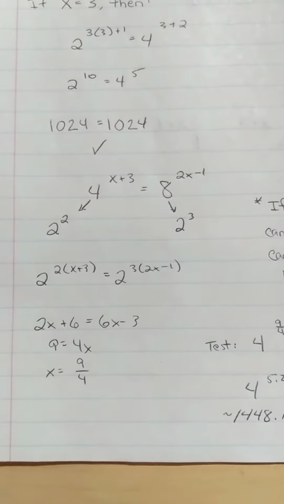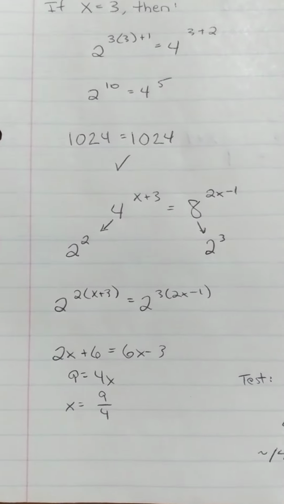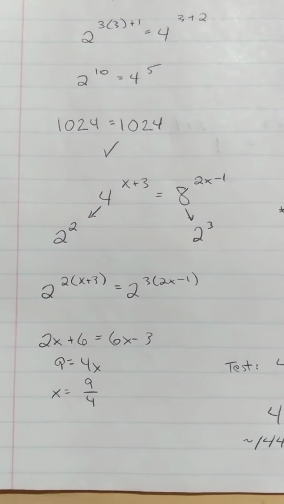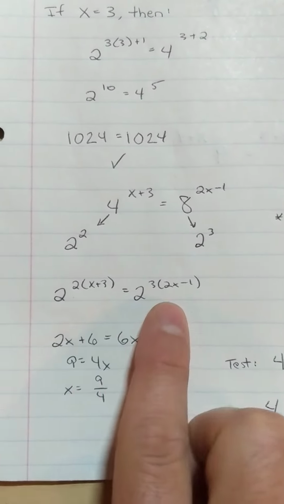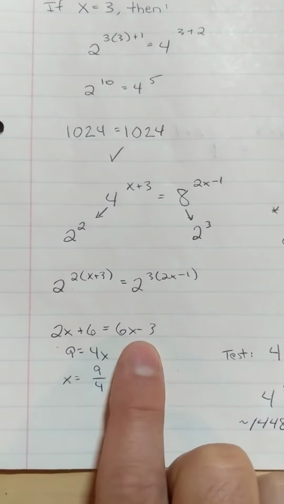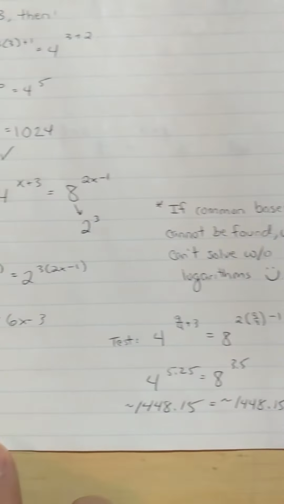Now let's take a look at the example from the beginning. I can rewrite 4 to being 2 squared and 8 to being 2 cubed. So I do that, same bases, distribute the 2, distribute the 3, I get this exponential equation, I get x is 9/4.